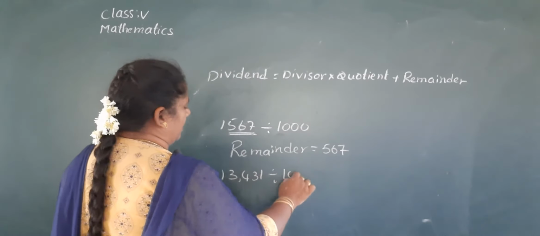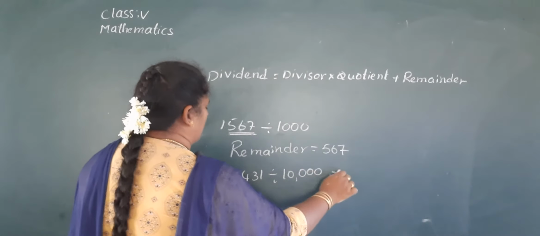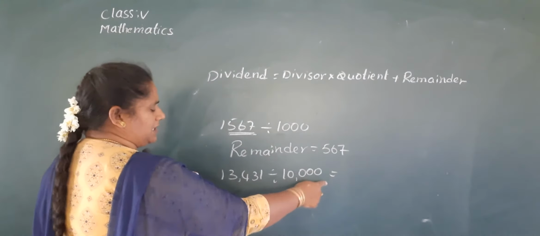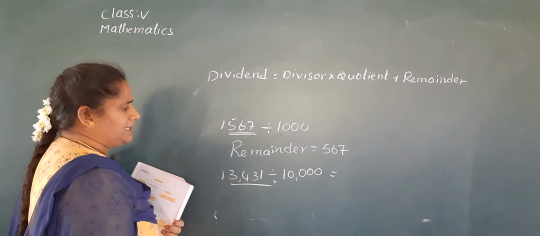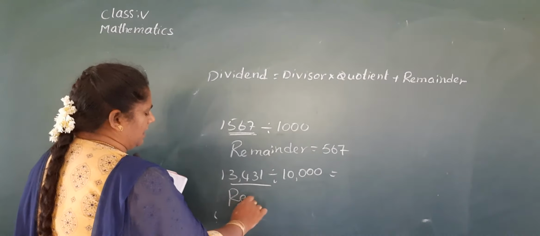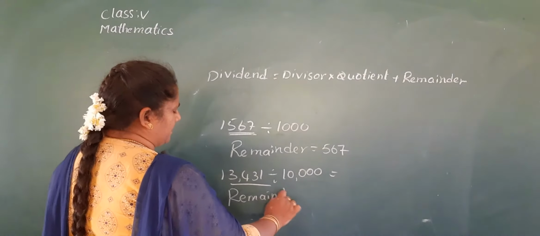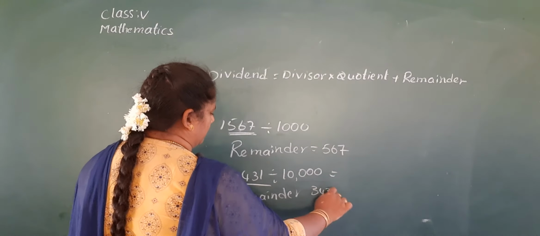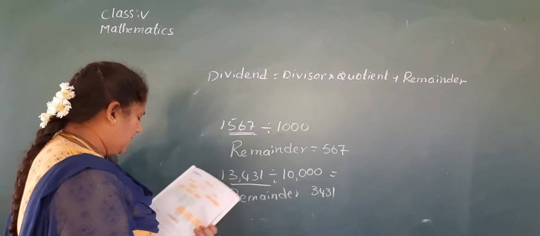13,431 is divided by 10,000. Then, last 4 digits, 4 zeros are there, no? So those 4 digits become the remainder. So the remainder is equal to 3431.